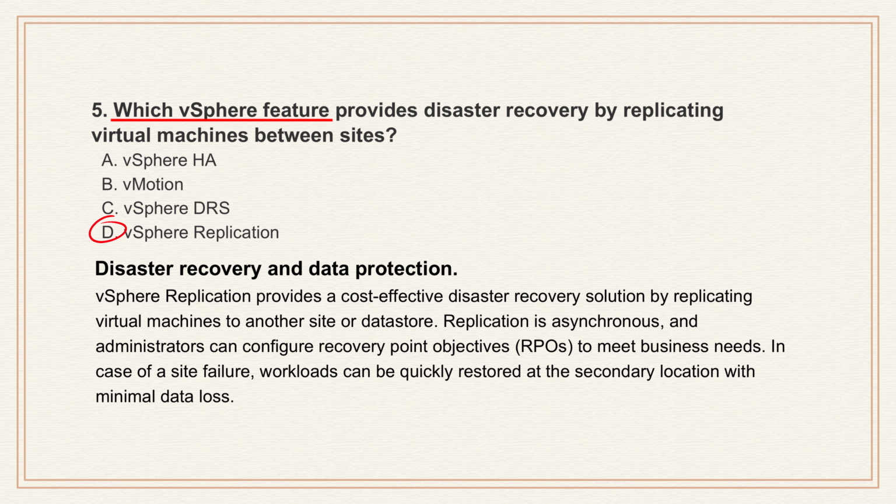But the key is, if your main site fails completely, you can bring the VMs up at the other site? Exactly. Those replicated VMs can be recovered at the target site with minimal data loss, typically just whatever changed since the last replication cycle. It's absolutely essential for a robust DR plan, giving businesses confidence they can survive major outages.